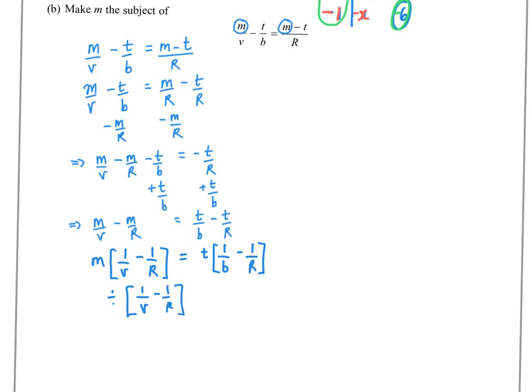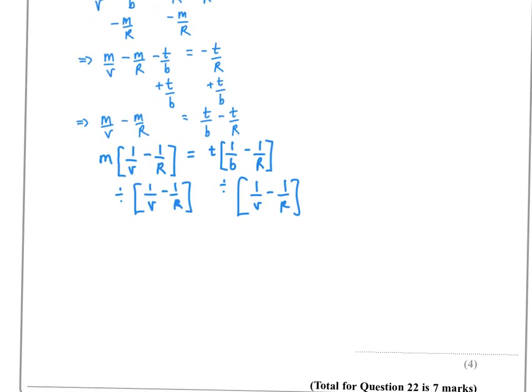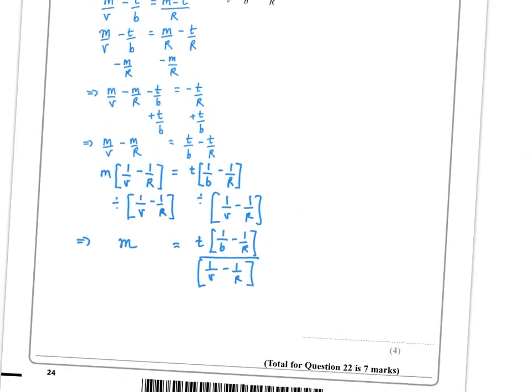And then, look, you will have 1 over v minus 1 over r. And then, let's have a look. I'm trying to show all the steps here. And you'd have m equals t lots of 1 over b minus 1 over r, all divided by 1 over v minus 1 over r. That would be okay. I think that would be perfectly allowable, but I don't know if everyone would have done it that way, so let's try and do it another way.